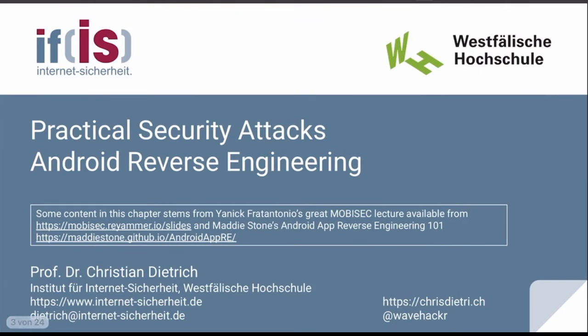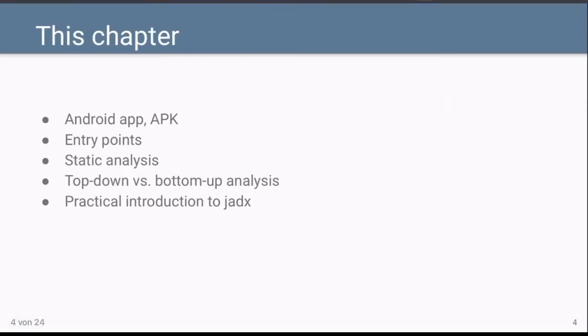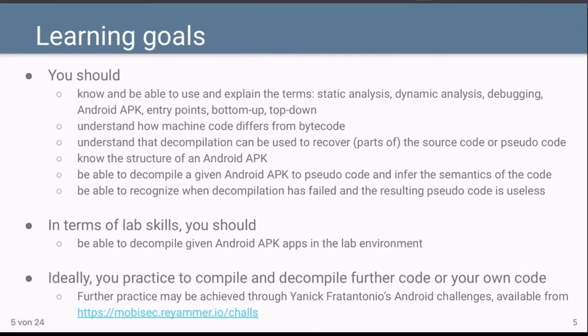Welcome to the current chapter in the Practical Security Attacks lecture, and this time we're going to deal with Android reverse engineering. First of all, we'll look at how Android apps are structured, and in particular we'll look at the installers. We'll look at what entry points are, what is static analysis and what is dynamic analysis, two different kinds of code analysis, and we'll distinguish between top-down and bottom-up analysis. Finally, we'll look at some practical tools, for example, jadx.